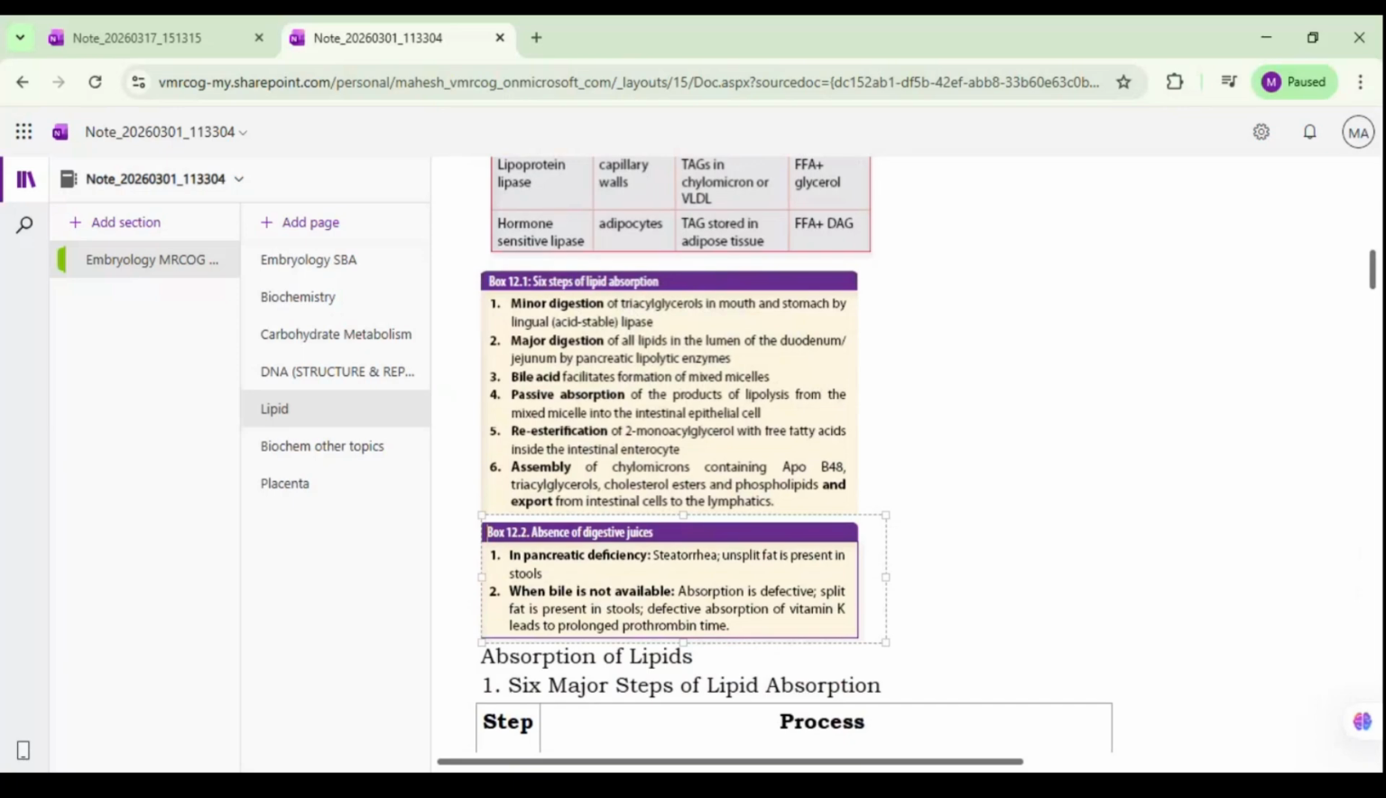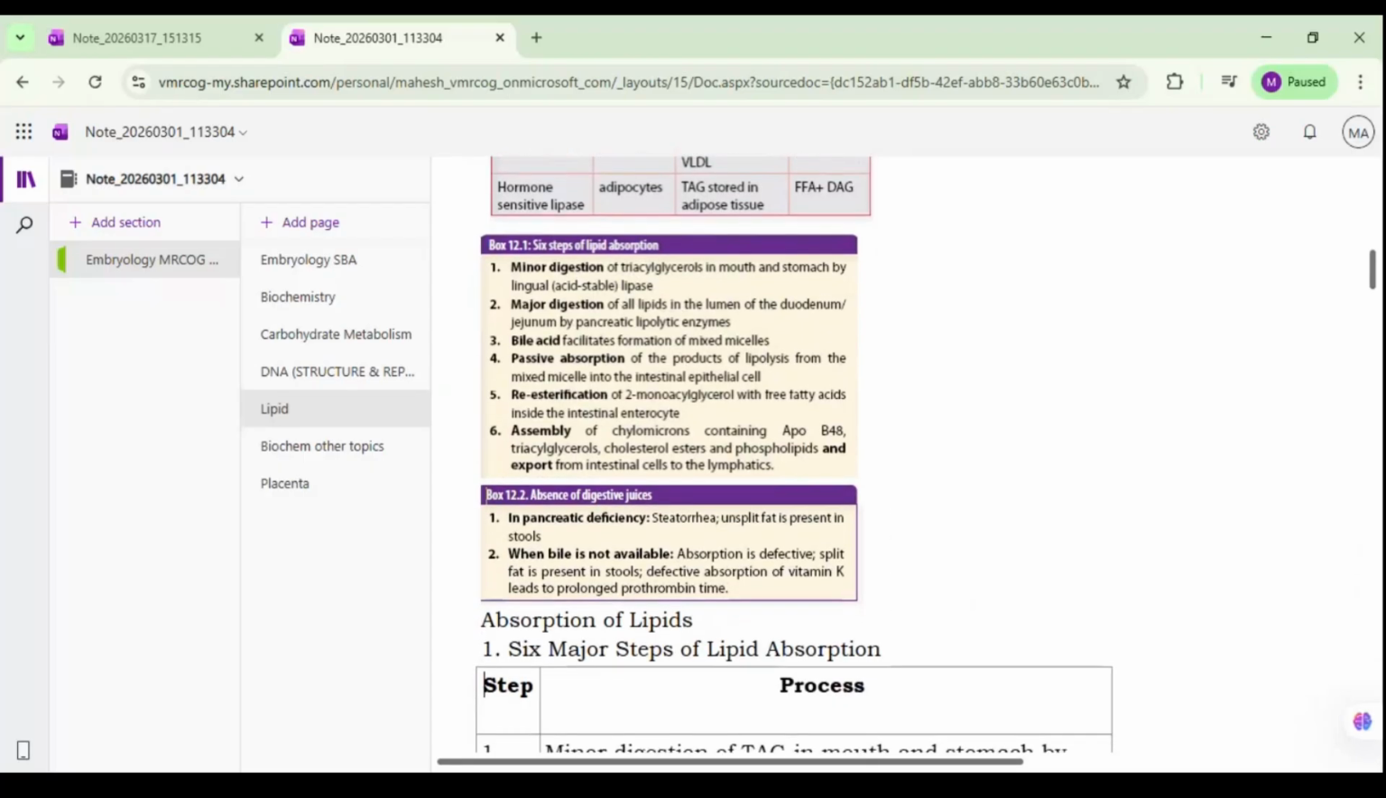So what happens in the pancreatic deficiency? There is a steatorrhea, and unsplit fat is present in the stools. Okay, when bile is not available, absorption is defective, split fat is present in the stools, and defective absorption of vitamin K leads to the prolonged prothrombin time.